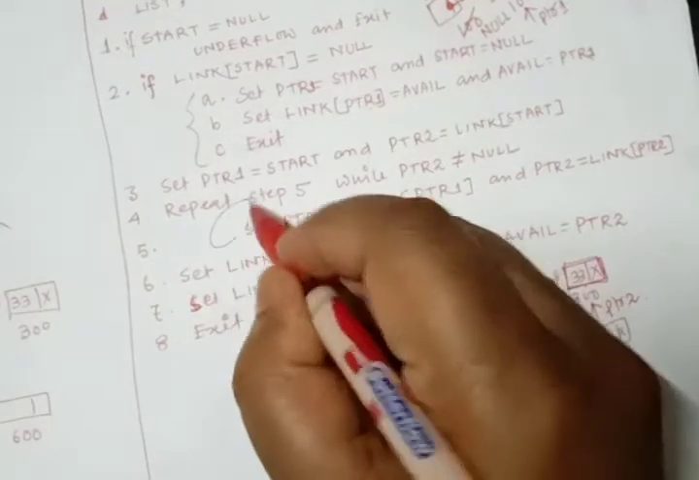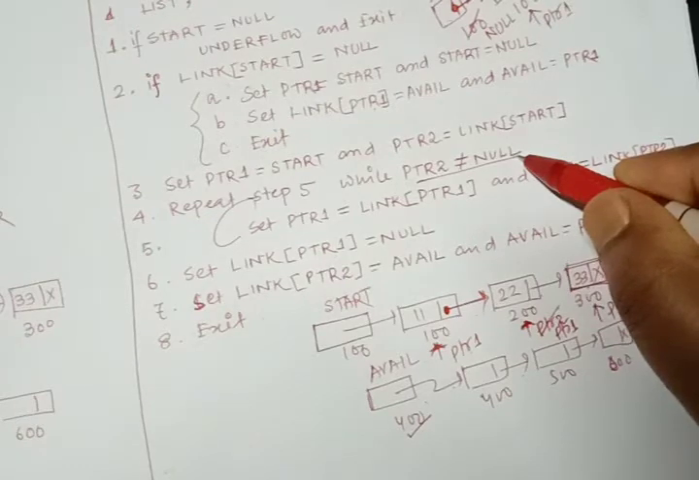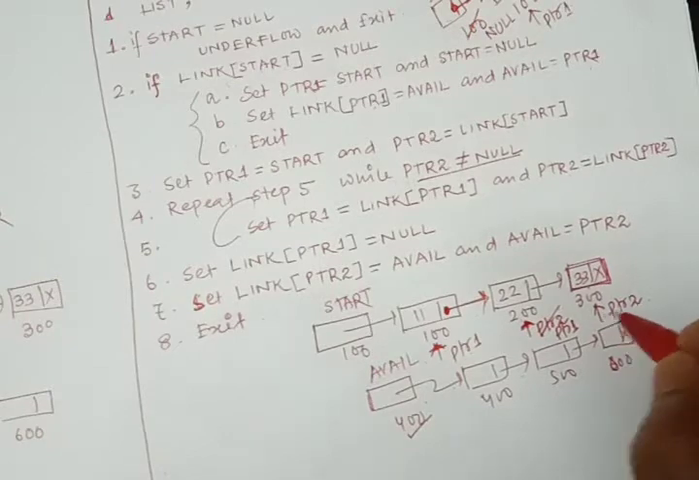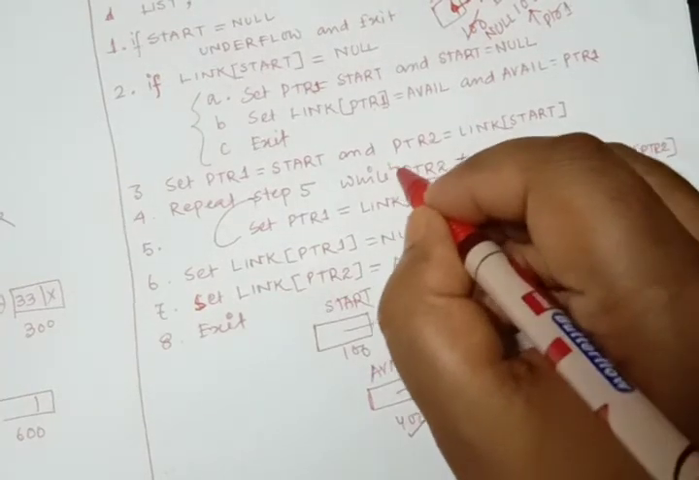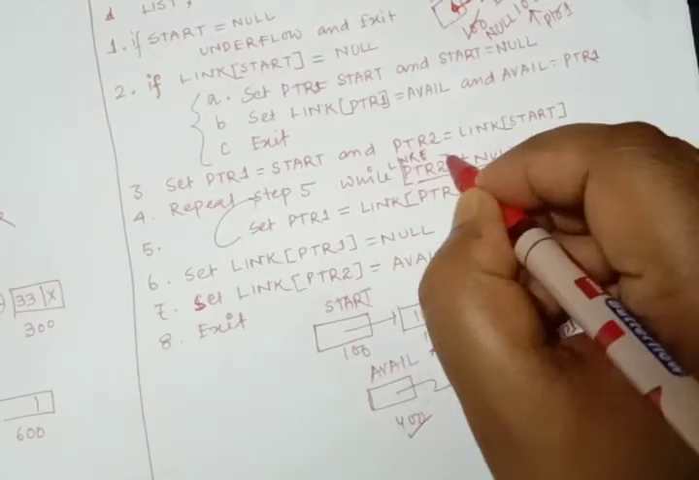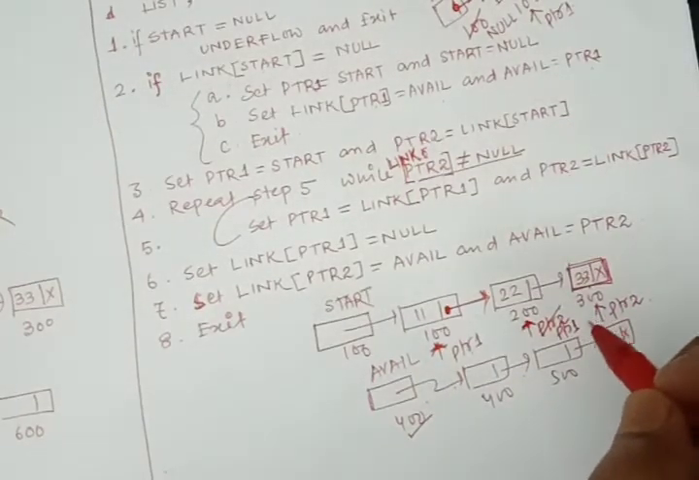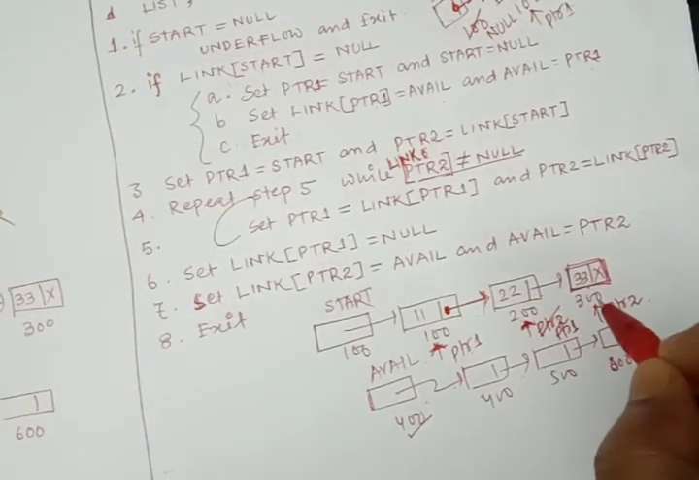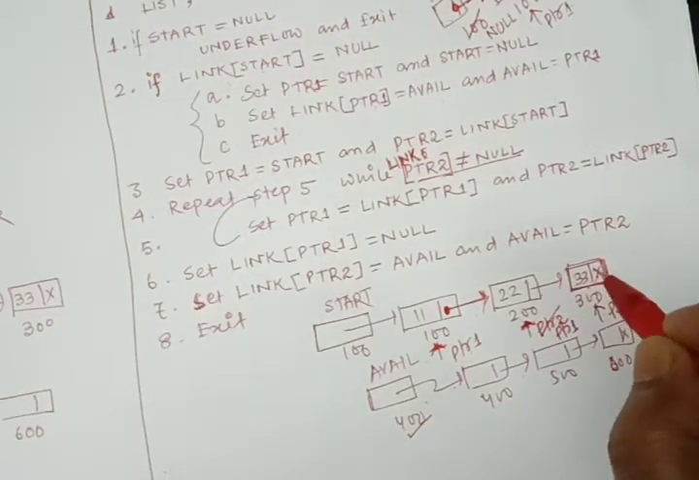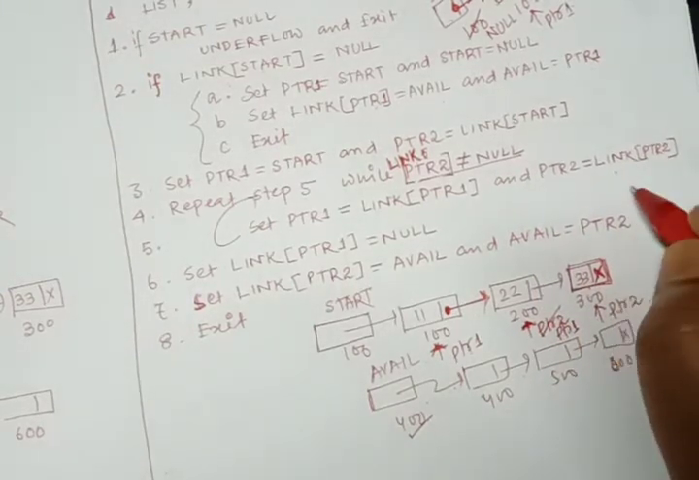Now again we'll check whether link of ptr2 is null. Sorry, here I have to write link of ptr2 not equal to null. Now here you see that ptr1 will come here and ptr2 will also come here. So the link of ptr2 is what? It is null. So in that case we'll stop the execution.